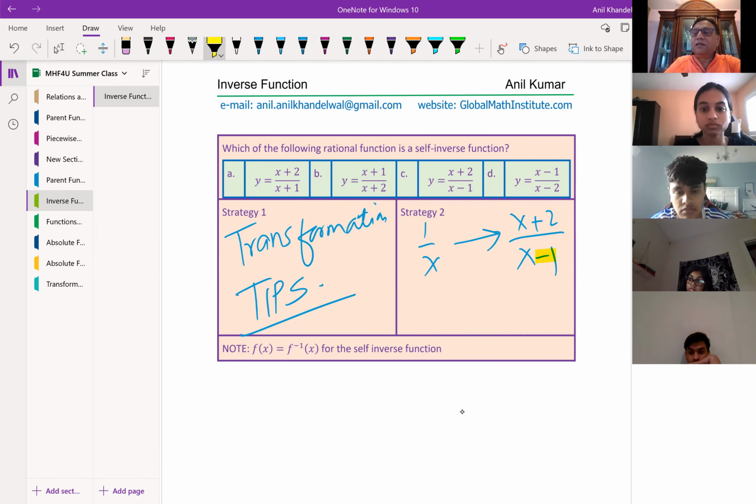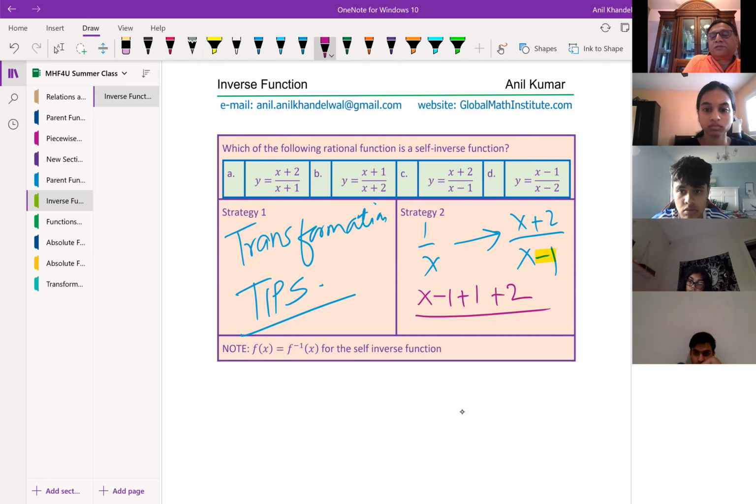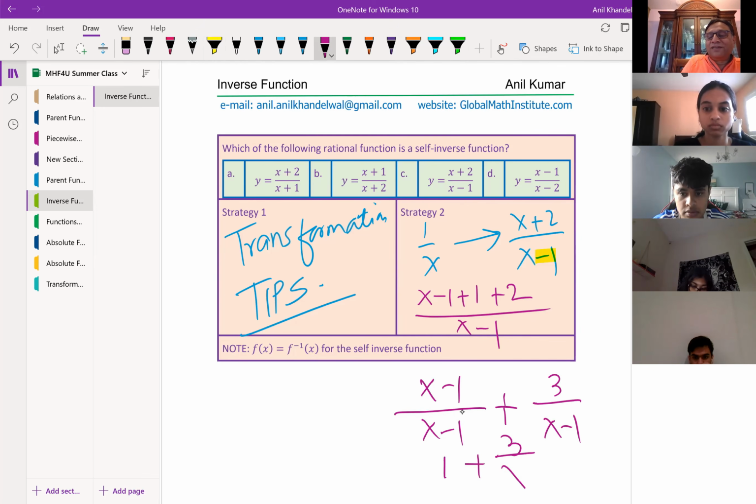I'll now show you the technique of doing it, which I have already shown you once. We'll use the method where x minus 1 is in the denominator, right? So I write minus 1 plus 1, and then we have already 2 in the numerator. So we have x minus 1 over x minus 1 plus, what is 1 plus 2? 3, right? So 3 over x minus 1. Is that clear to you? And this is 1 plus 3 over x minus 1.